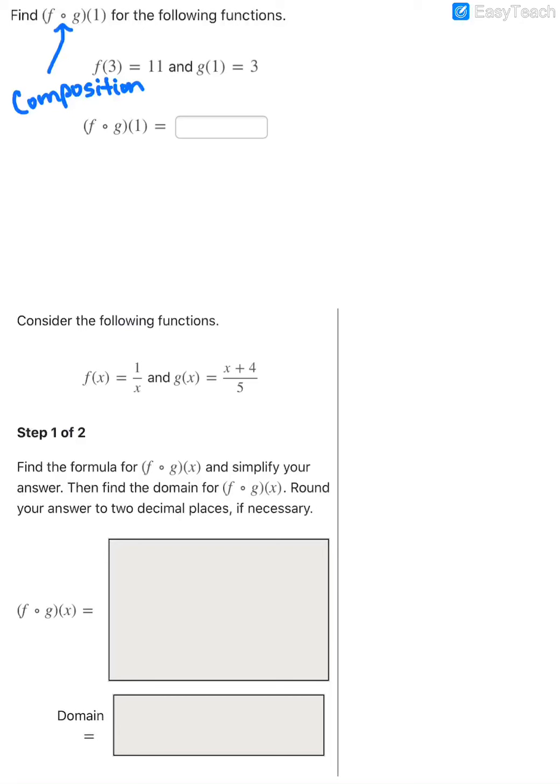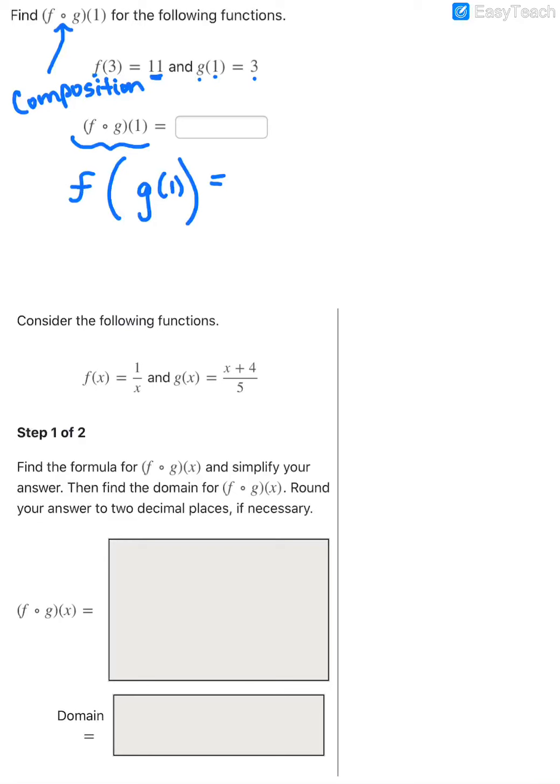So in this first type of problem, they are giving me some definitions of values of functions. So function f evaluated at 3 is equal to 11. Function g evaluated at 1 is equal to 3. And so when they ask me to compose f with g at the value 1, another way that you could write this is function f evaluated at the g of 1. It means the same thing.